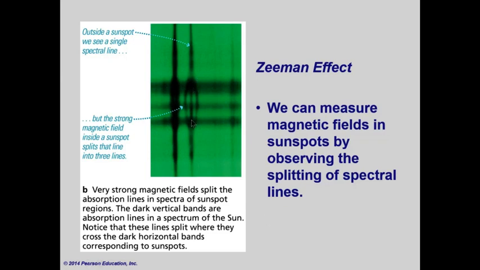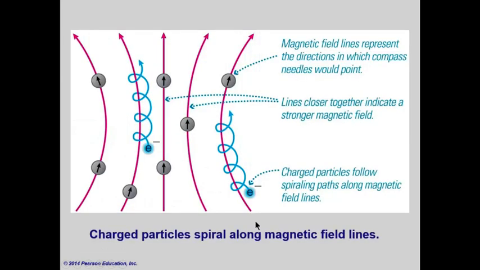So we could see those splitting of lines, and so we knew there was something magnetic in that. So if we think again about magnetic field lines, and the fact that we have them near the surface of the sun, we have all these charged particles. The charged particles are going to follow the magnetic lines. The closer they are together, the stronger the magnetic lines are. The further apart, the weaker.